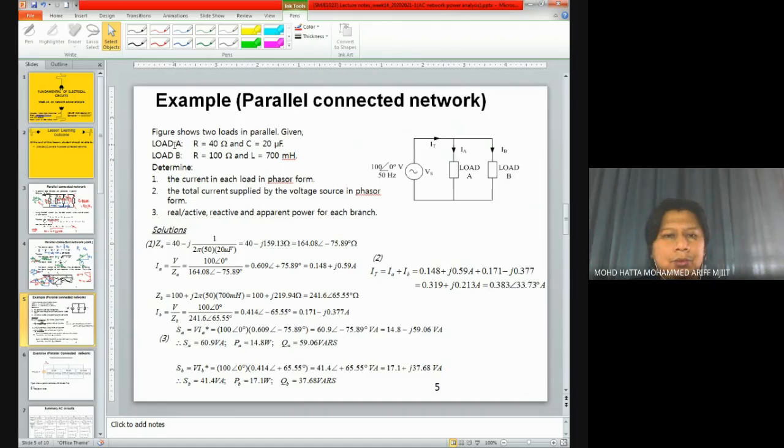It says here, the figure shows two loads in parallel. Given load A has R and C values, and load B has R and L values. If I roughly draft my solution over here, what I can predict is that for the branch of load A, I would definitely have a negative value of Q because I have a capacitor over here. And for the second branch, the rough idea is that we're going to have a positive value of Q, and it is due to the component L. What more can I find?